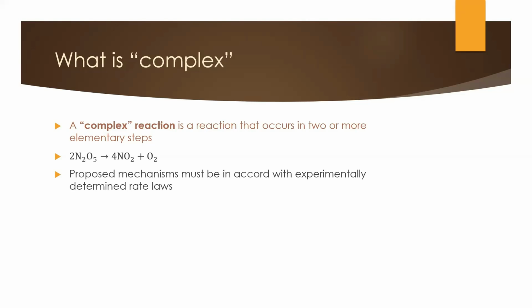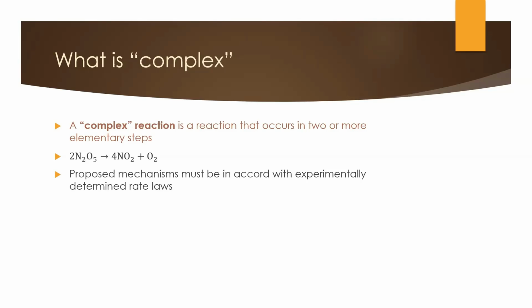So consider this reaction shown here. We have two molecules of N2O5 reacting with each other to make 4 molecules of NO2 and 1 molecule of O2. A naive assumption into this would be that this is a bimolecular reaction. You have 2 molecules of N2O5, they collide and fragment into all of these products.